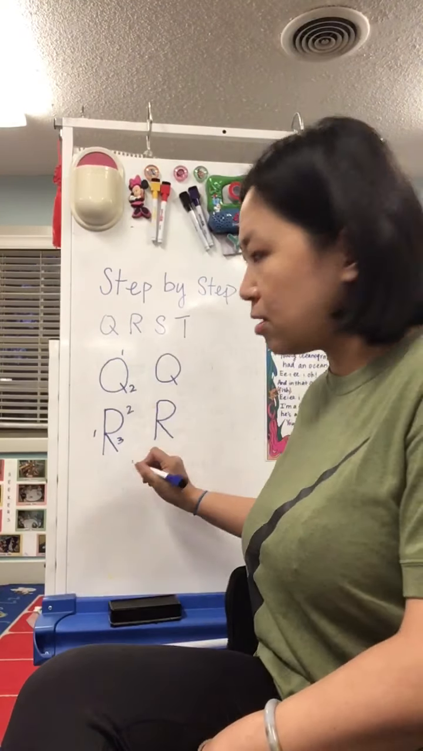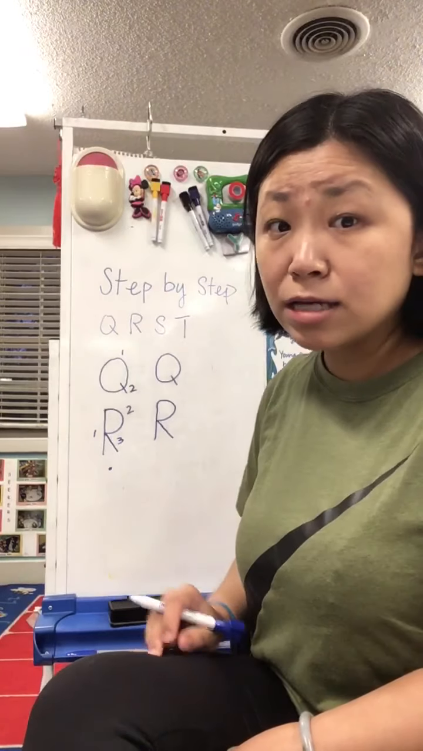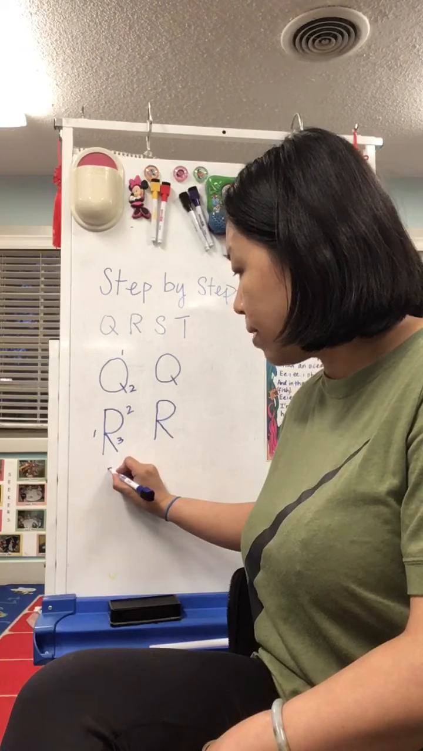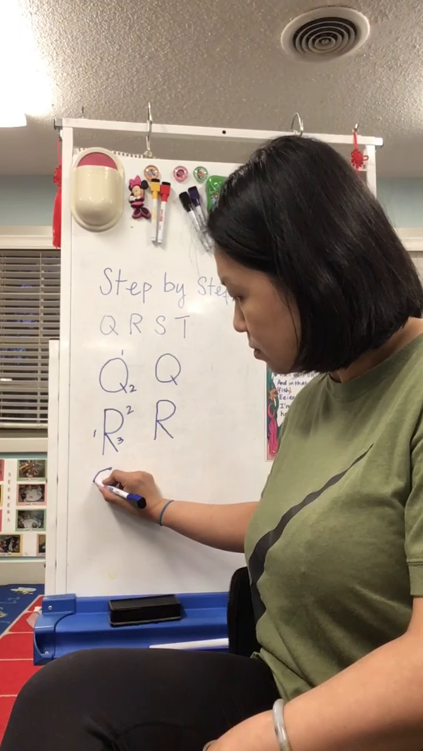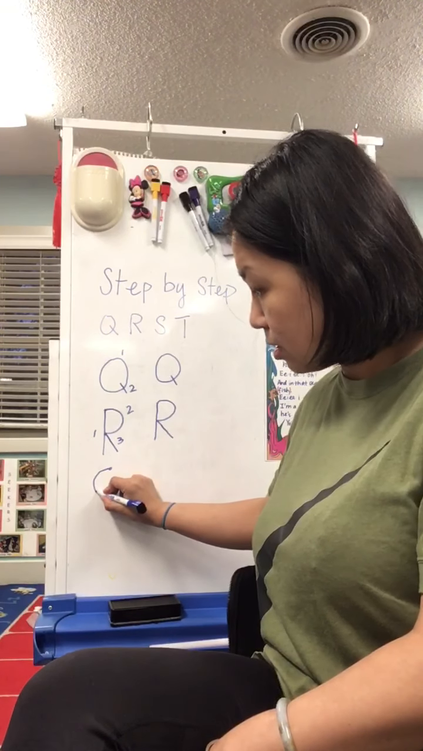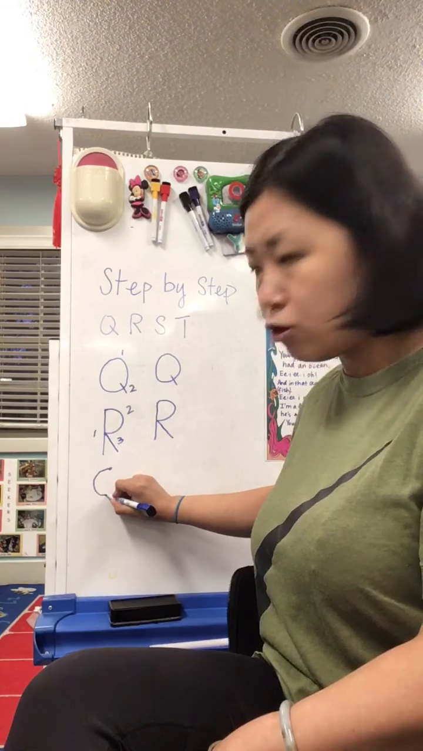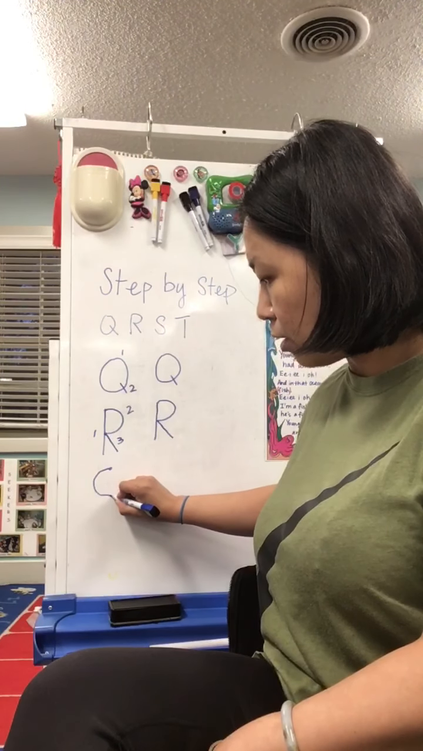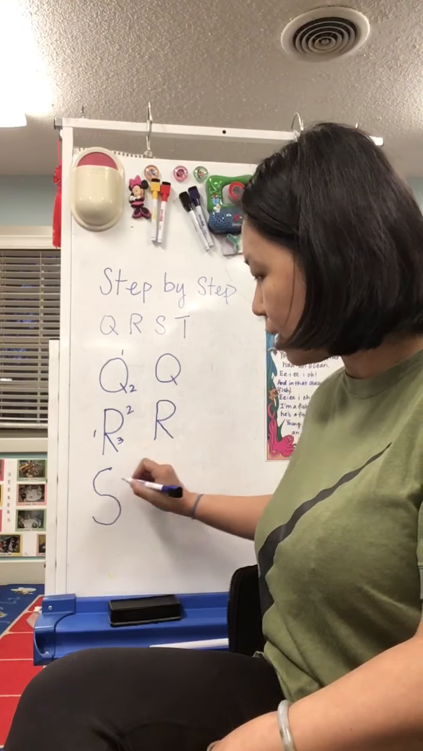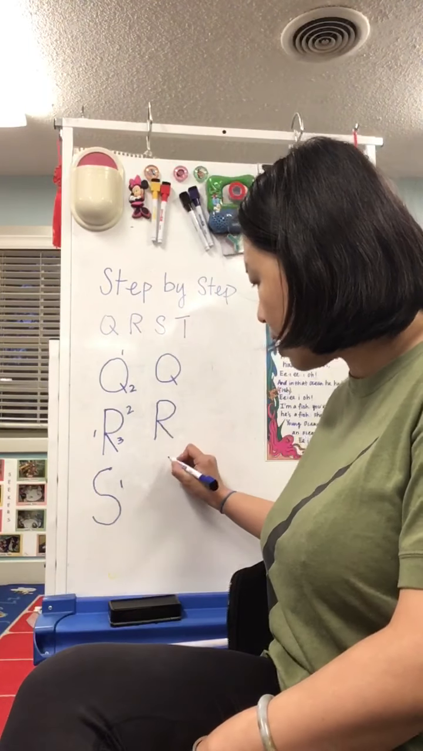S. Alright, so let's make a dot on the board. And letter S only has 1 step. So you're going to make a curved line facing left side. And then you're going to go in like how you make a half circle. And you don't stop here. And you're going to make another half circle facing right side. So only 1 step.